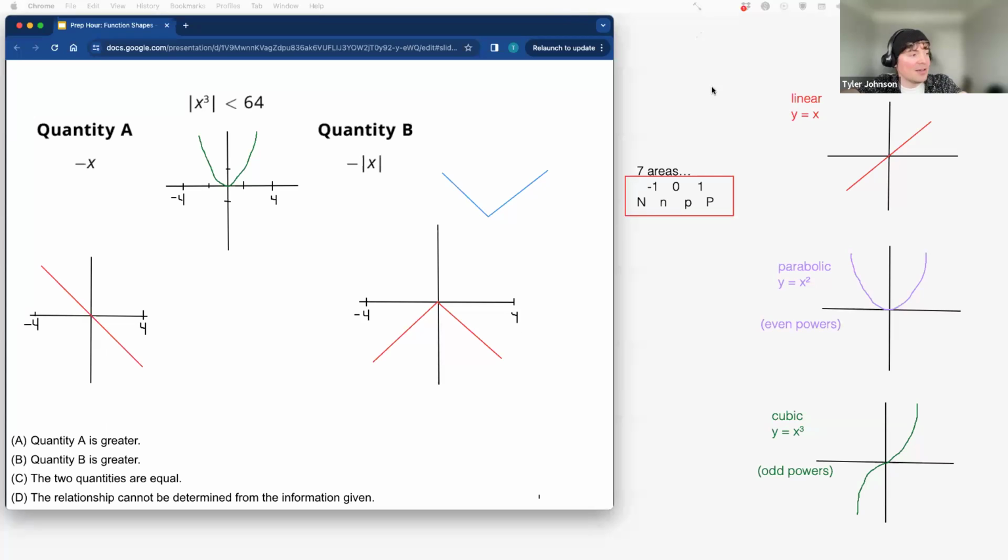But you can see when I'm in quadrant 4, -x and the opposite of the absolute value of x, those are going to be equal. But things change around when I'm in quadrant 3. So I can either have these two quantities being equal or not equal, depending on what numbers I select. That means the answer has to be D.